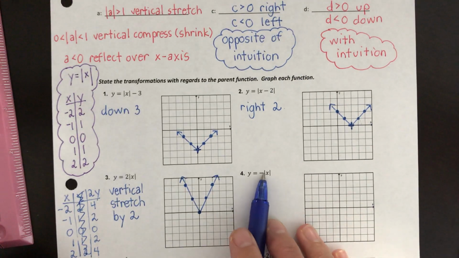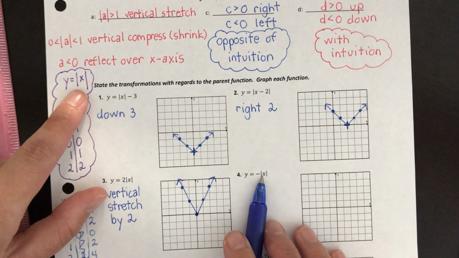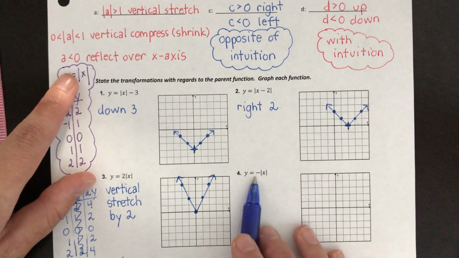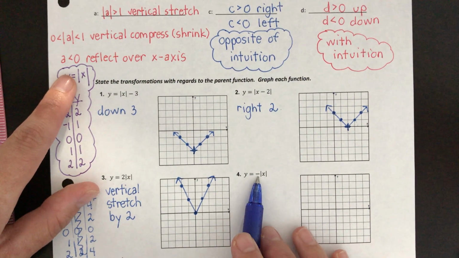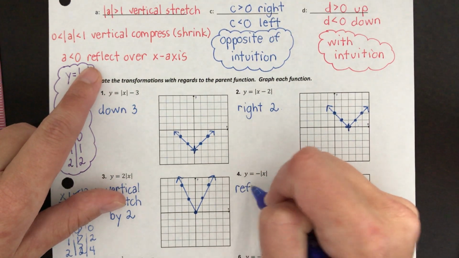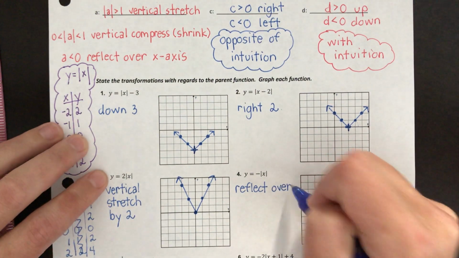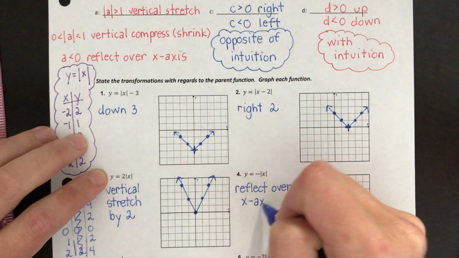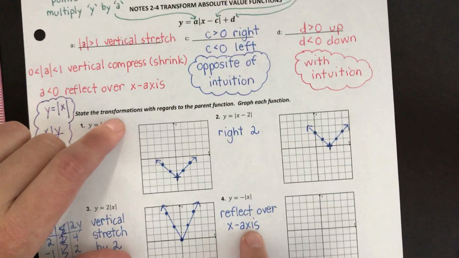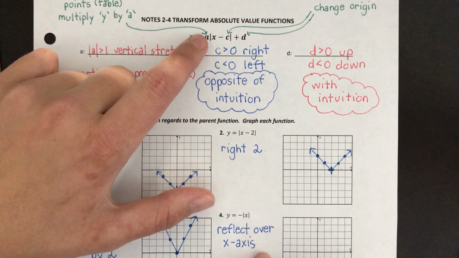Okay, number 4. So number 4, again, we have a change on the a value. So how is this different from the parent? It's that -1 out in front. So the a value here is -1. Okay, so the a is less than 0. So that's called a reflection over the x-axis. Okay, and we're still going to follow the directions. So we wrote down what it is. We wrote down our transformation. We're still going to follow the directions for a. What happens when we have a change with our a value?